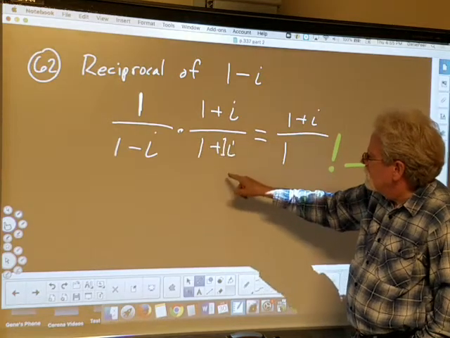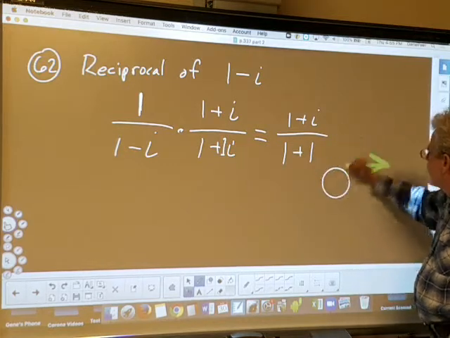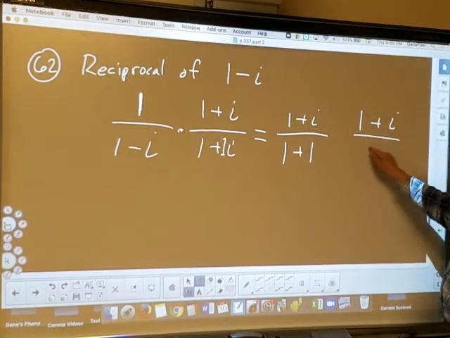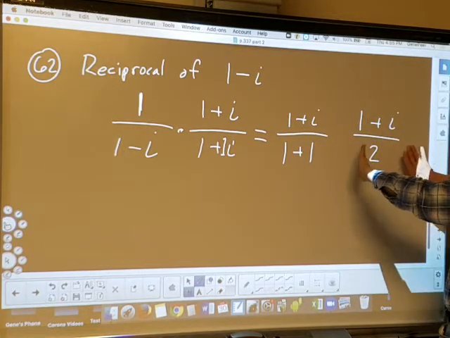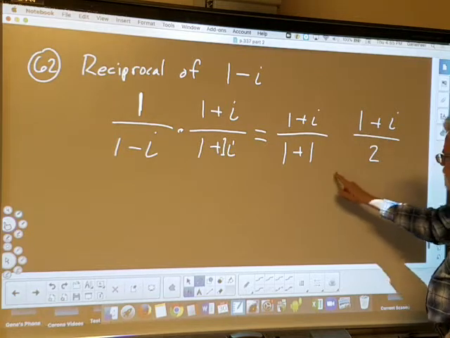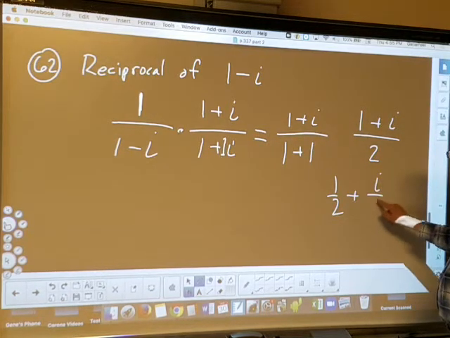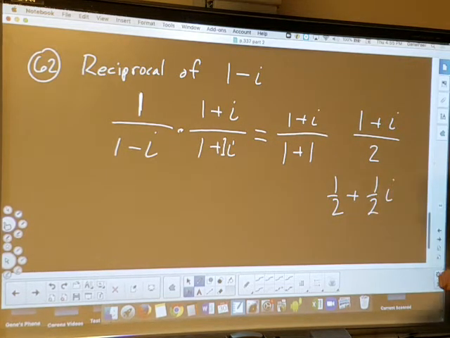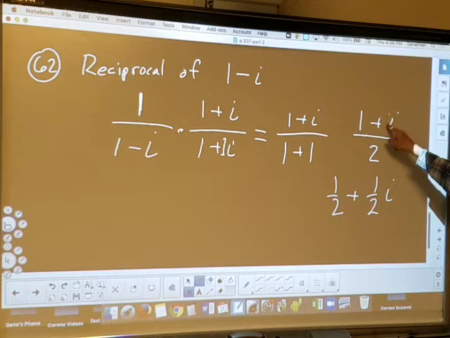The coefficient of I is 1. So 1 squared is another 1. Add those. Our final answer is 1 plus I over 2. But, hey, let's split it. We've got to put this in proper complex form. 1/2 plus, I don't want to write I over 2. That's awkward. I'd rather write 1/2 I. 1/2 plus 1/2 I.